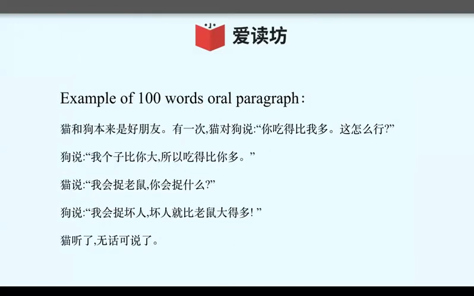This is an example of a 100 words oral paragraph. So, 猫和狗本来是好朋友。有一次，猫对狗说：“你吃的比我多，这怎么行？”狗说：“我的个子比你大，所以吃的比你多。”猫说：“我可以捉老鼠，你可以捉什么？”狗说：“我可以捉坏人，坏人就比老鼠大得多。”猫听了，无话可说了。捉 is pronounced as ZHUO, but some students will pronounce it as 抓 ZHUA. It's actually 捉.